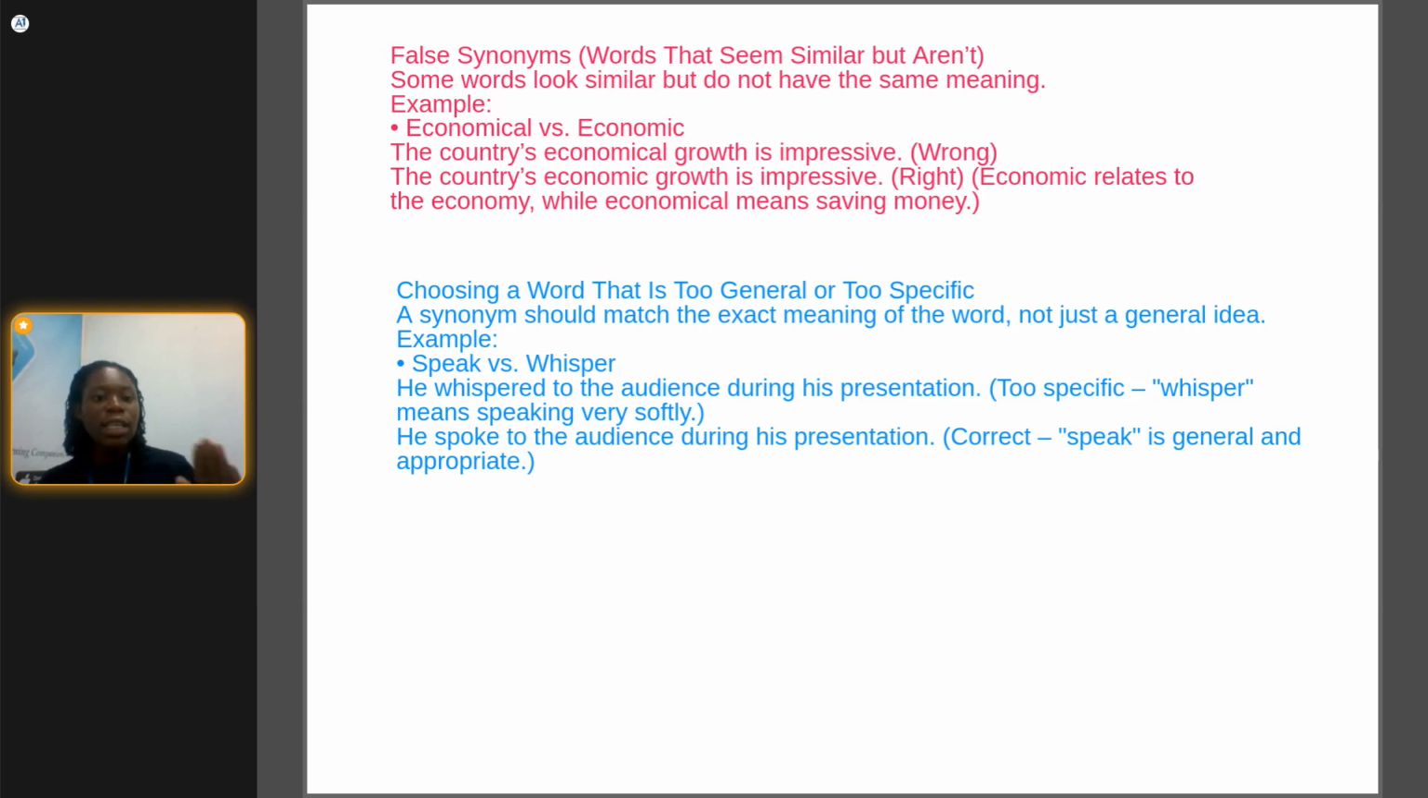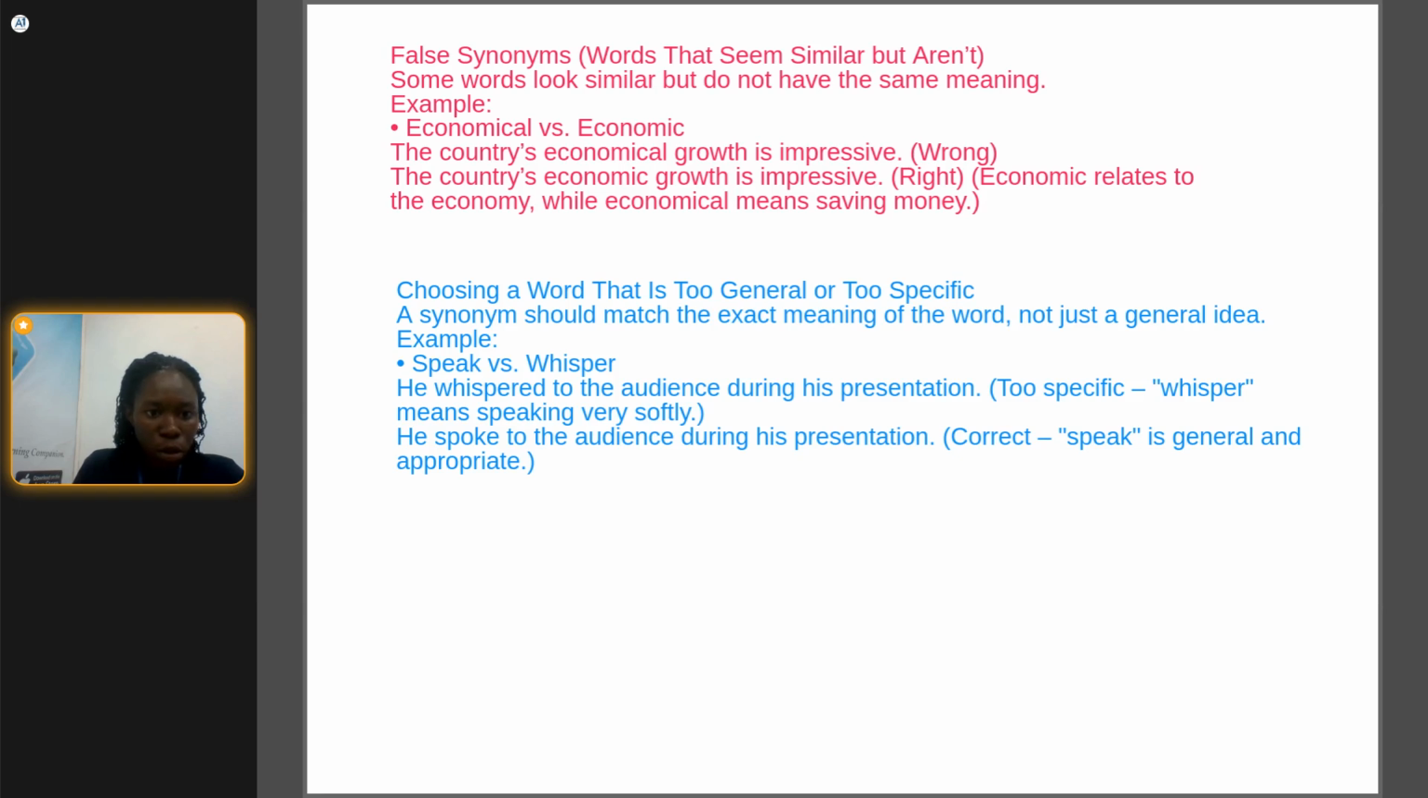All right. So when you say he spoke to the audience during his presentation, this is right. Speak here is general. So if you see a word that is more general, or a context that determines a general meaning, then you go for the general meaning instead of the specific meaning. And there are sometimes that you have to choose a specific meaning instead of a general meaning. One such example is to use the word move versus crawl.